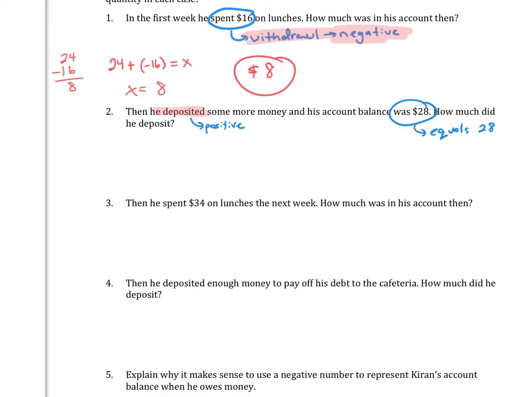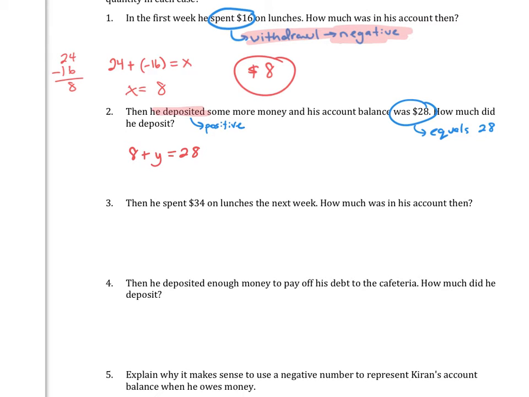So again, let's think of our story. Our story starts off with after he spent the $16, he now has $8 in his account. So I start with my 8, plus some unknown amount. I don't know what some unknown amount is, so I'm just going to again use a variable. This time I'll use y. But I do know that it equals 28.